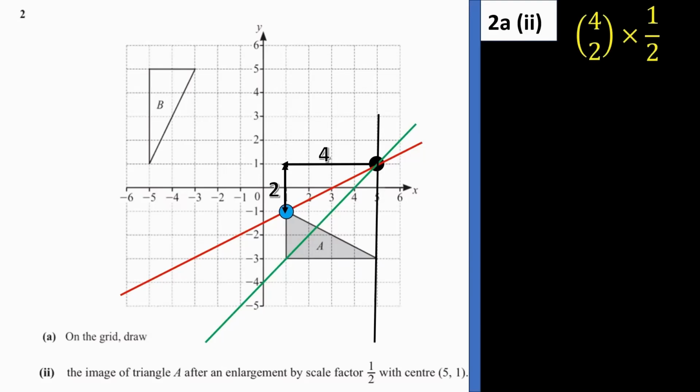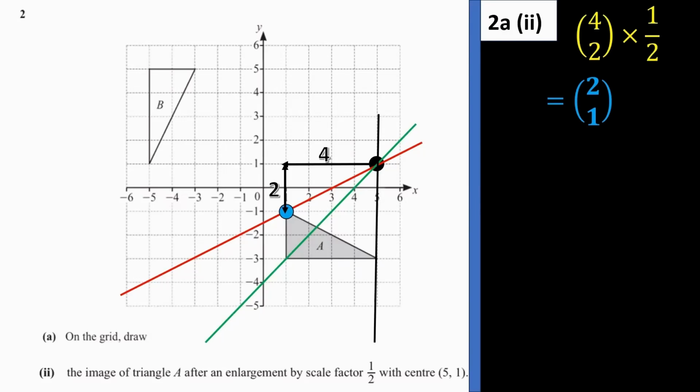We multiply this by the scale factor 1/2. That is 4 times 1/2, that will give us 2, and 2 times 1/2 will give us 1. So we have a new vector that represents the enlarged point by the scale factor half, and that vector has component 2 for the x and 1 for the y.